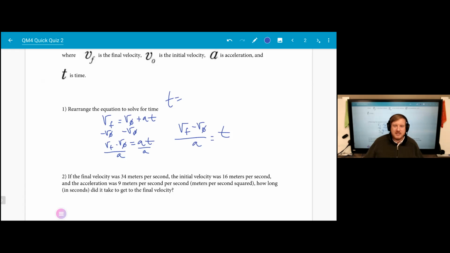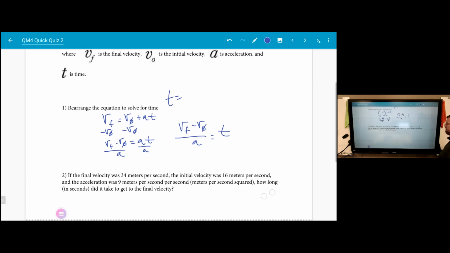All the other words don't matter. Well, they actually matter a lot, especially in physics. But in terms of what we're trying to do, all we're trying to do is just rearrange an equation. It doesn't matter what the final velocity, initial velocity, or acceleration are. We're just trying to solve for time. Make it t equals something. And we did. And now we're going to use that equation to solve something.